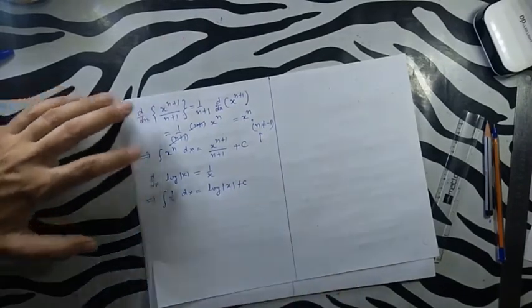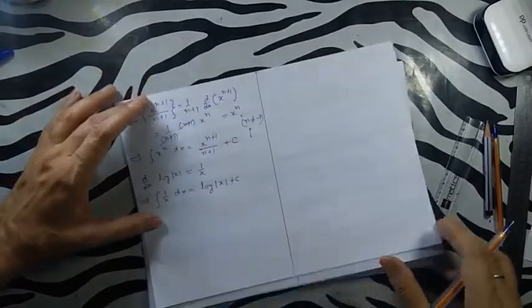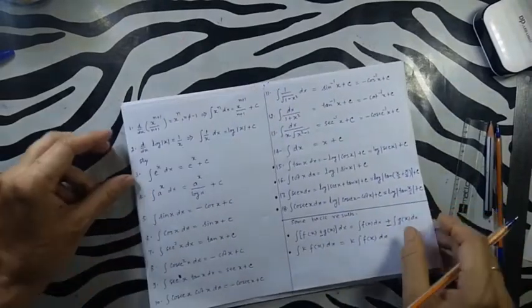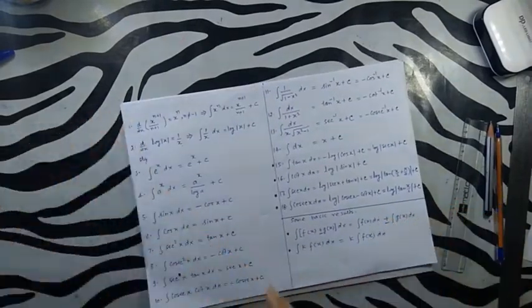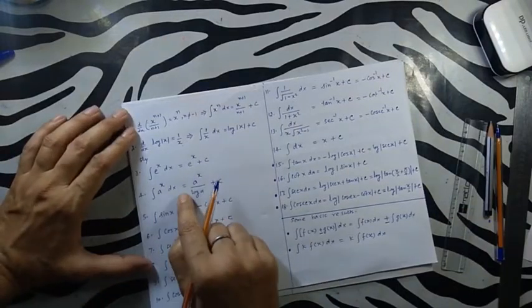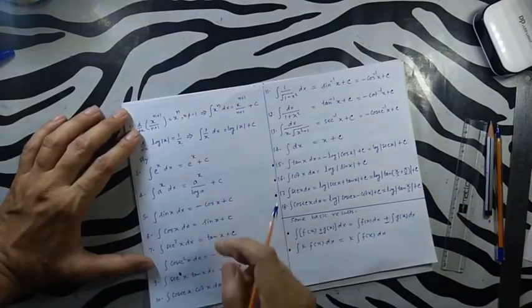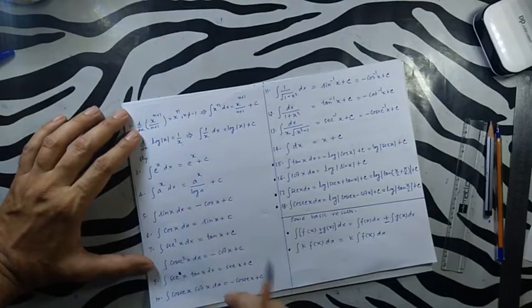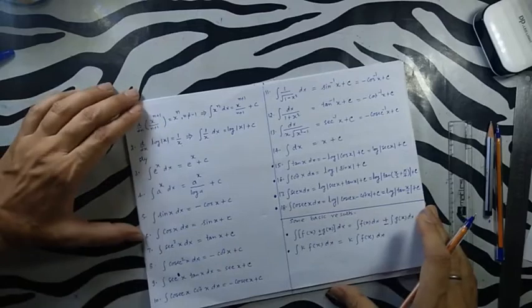Now let us see some different formulas that we have to learn. Integration of e raised to power x dx is e raised to power x plus c, integration of a raised to power x dx is a raised to power x upon log a. Here some trigonometric functions are there, sin x, cos x, integration. Now you can find out the result.